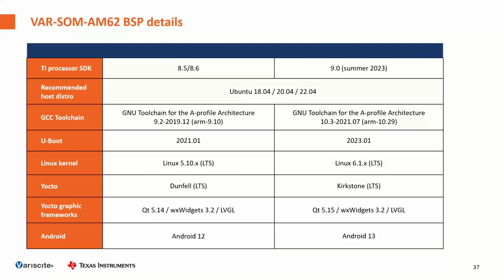Let's talk about the BSP. Currently, we are working on TI processor SDK version 8.5, and we tested this BSP against Ubuntu 18.04, 20.04, and 22.04. For the current BSP, we will rely on the pre-built toolchain from Arm, based on GCC 9.2. The U-Boot will be 2021.01. The Linux kernel is the LTS 5.10. Yocto is Dunfell LTS.